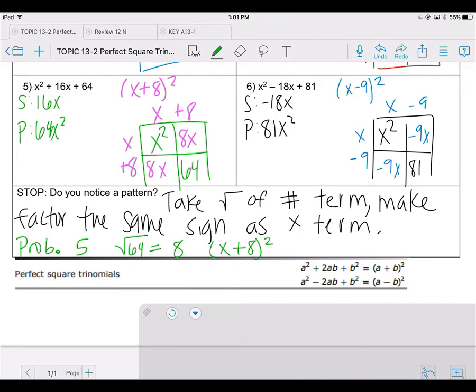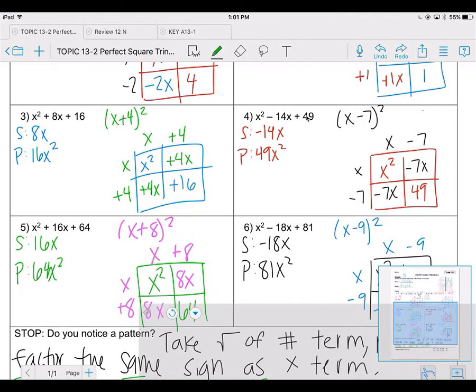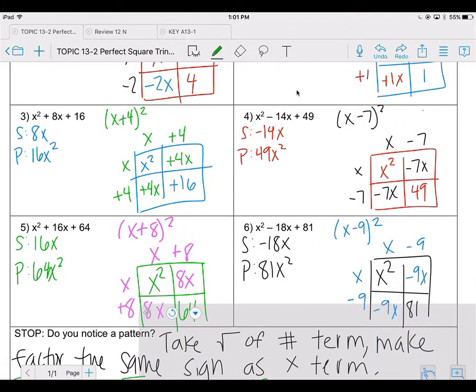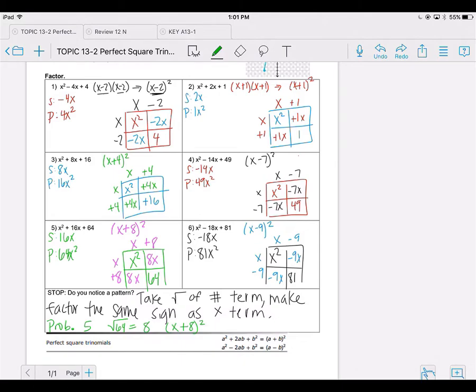The way that you know if you can do this or not is if you take the square root of 64, whatever that number is, multiply it by 2, that should be your middle term. So like the square root of 81 is 9, 9 times 2 is 18. Square root of 49 is 7, 7 times 2 is 14. Square root of 16 is 4, 4 times 2 is 8. So you can't always do this, but if you can take the square root and multiply by 2 and that's your middle term, then you can do this.